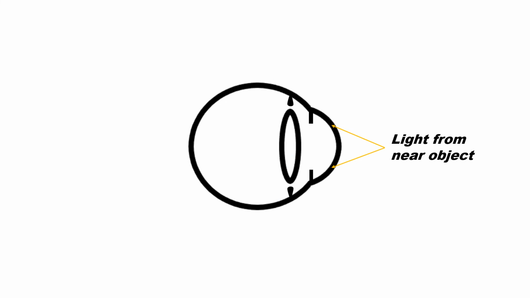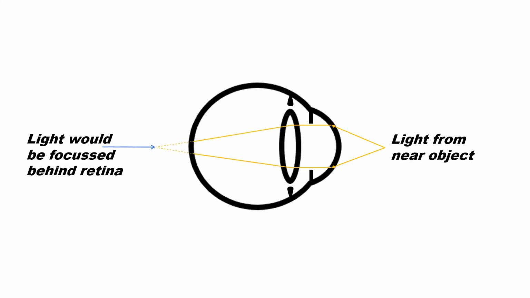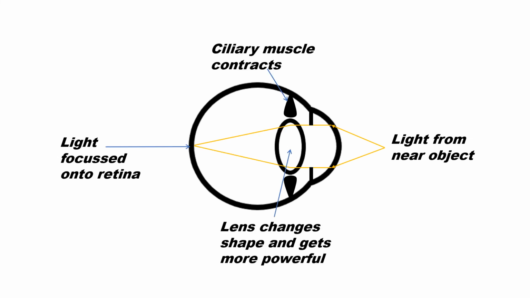When light from a near object enters the eye, the lens in its weakest state will not be powerful enough to focus the light onto the retina. So the ciliary muscle contracts and this causes the lens to change shape and get more powerful so that the light is now focused onto the retina and you can see the near object clearly.